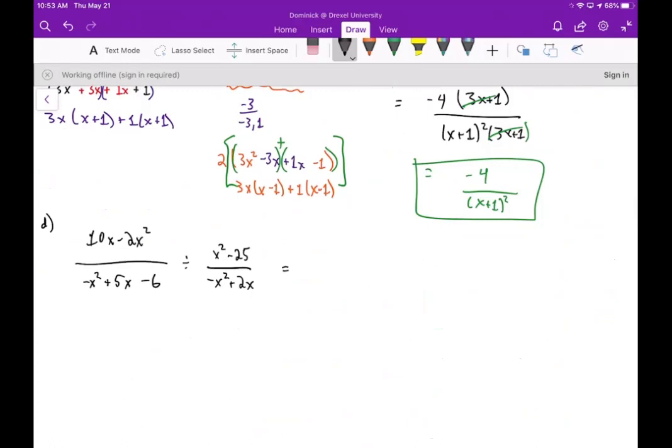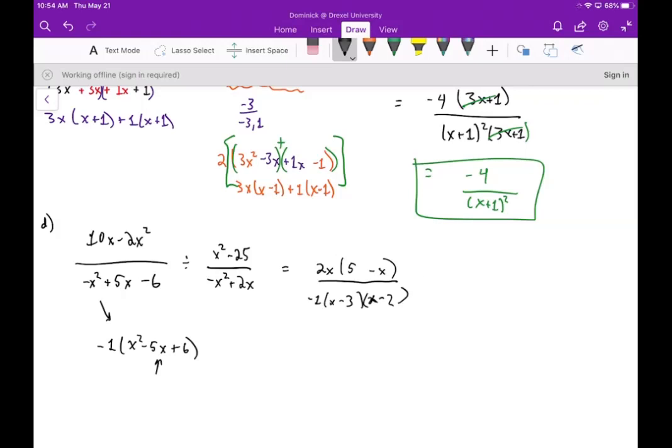So it looks like in the top of the first one, we can take out a 2x, and we'll be left with a 5 minus x. Now on the bottom, if I factor a -1 out here, I'll get an x squared minus 5x plus 6. So now we can factor this one easily. So this will become a -1. And then what are two numbers that multiply to +6 but add to -5? That's -3, -2.